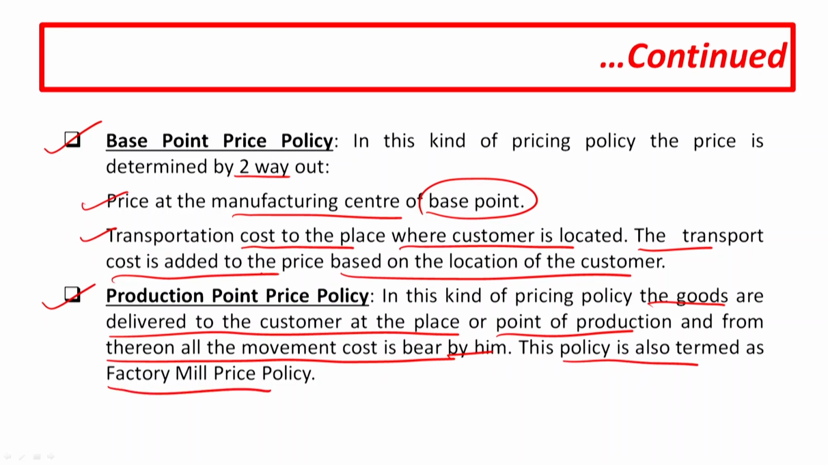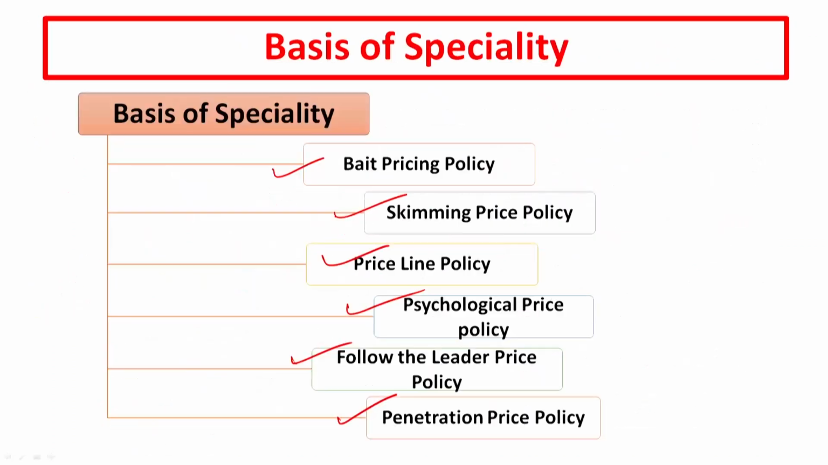So the difference between these two policies is that in the base point the goods are delivered at the base, and after that the transportation cost is added to the point where the customer lives or where the goods have to be delivered. In the second one, the goods are delivered at the point of production, and from there on the consumer or the customer bears all the cost. So that was a brief gist of all the points.